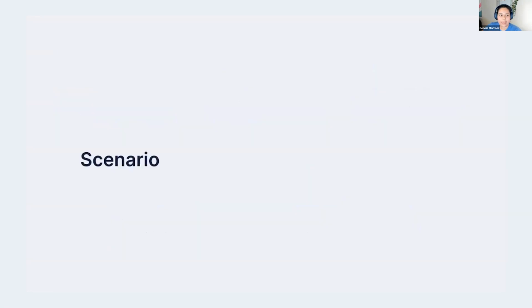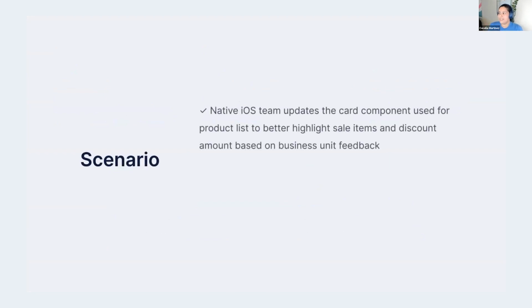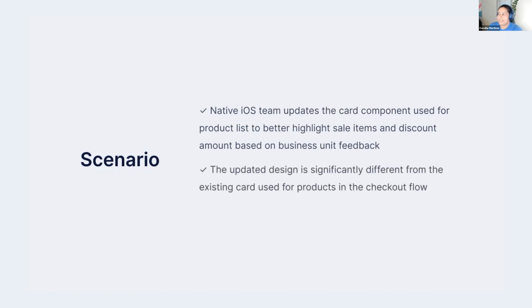So let's take a look at a potential scenario regarding organizational considerations for an update strategy. In this case, the native iOS team has updated a card component that's used for their product list in their e-commerce application because they'd like to better highlight sale items and a discount amount based on business unit feedback. However, the updated design is significantly different from the existing product card used in the checkout flow.